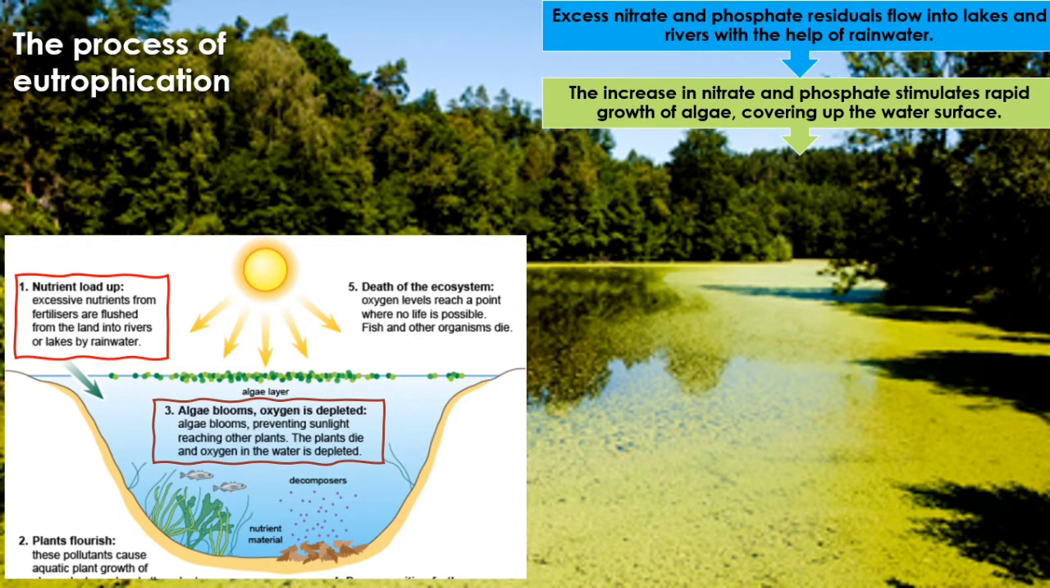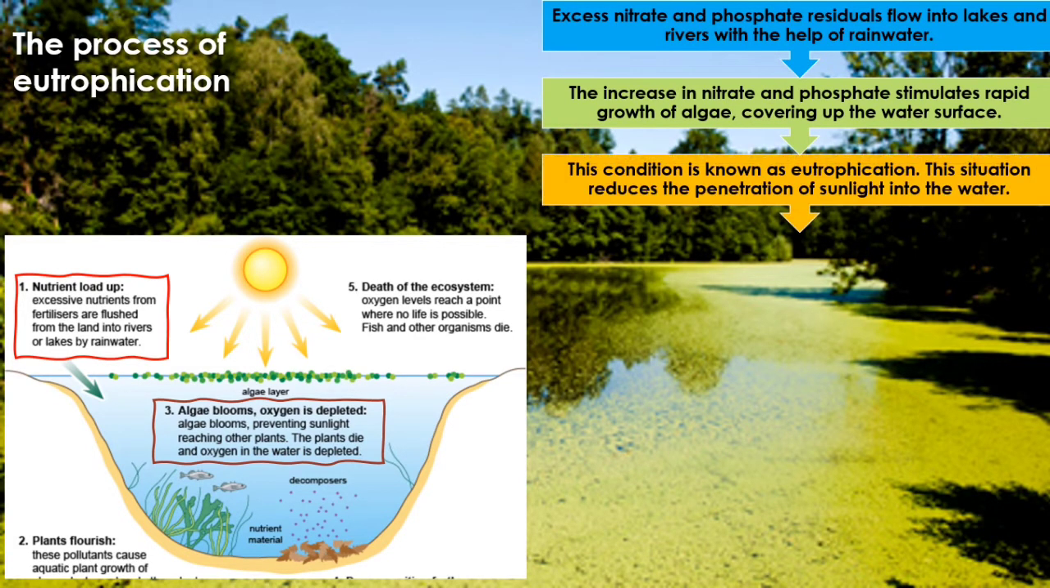Okay, so this condition is known as eutrophication. This situation reduces the penetration of sunlight into the water.